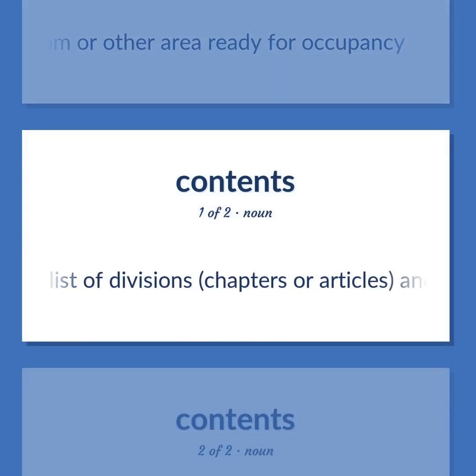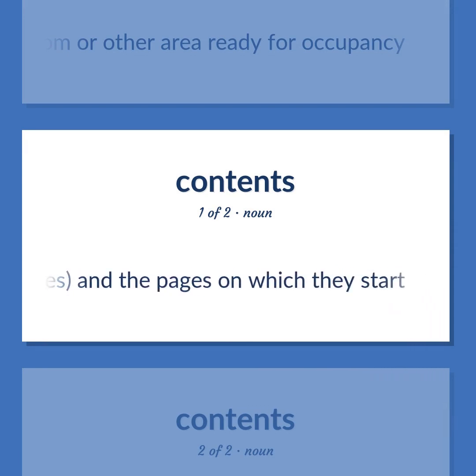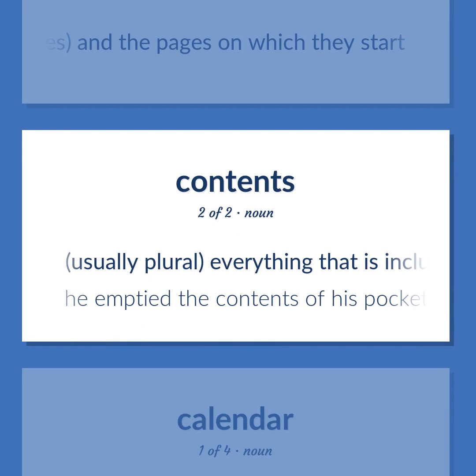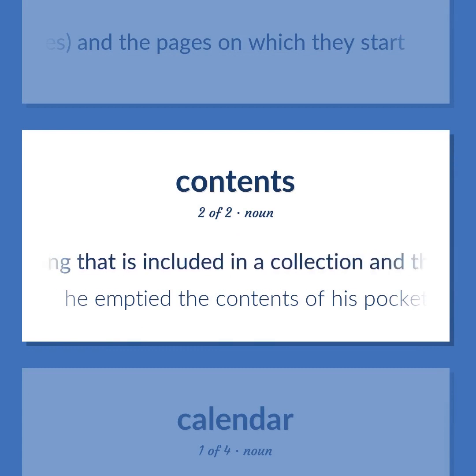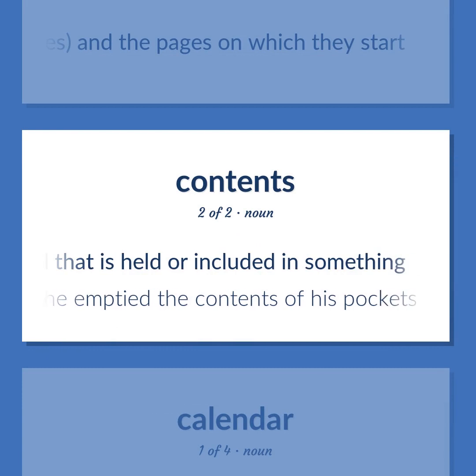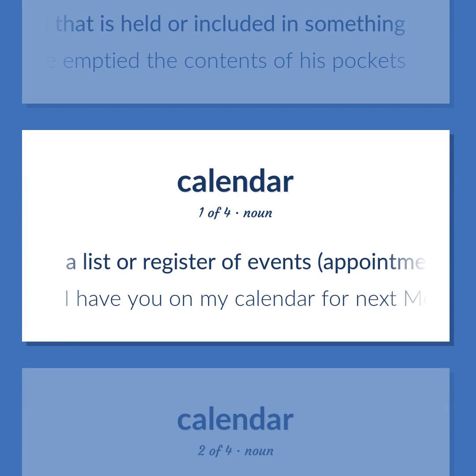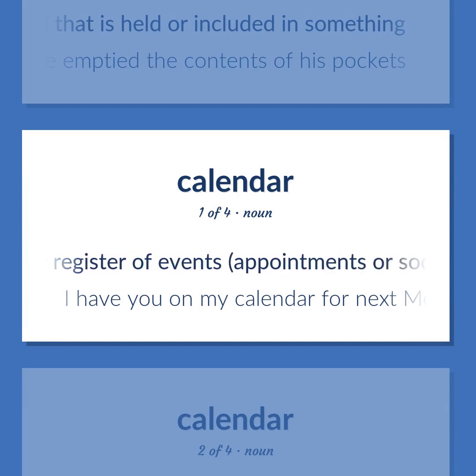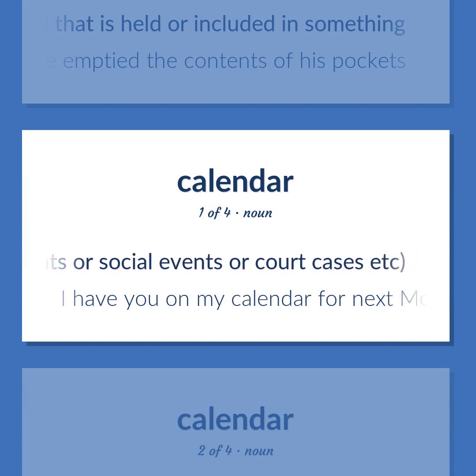A list of divisions, chapters or articles, and the pages on which they start. Usually plural. Everything that is included in a collection and that is held or included in something. He emptied the contents of his pockets. A list or register of events, appointments or social events or court cases, etc. I have you on my calendar for next Monday.